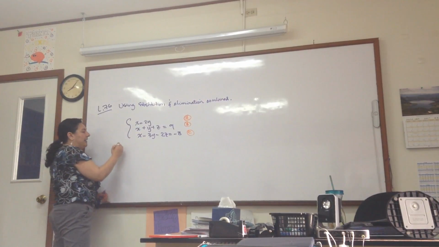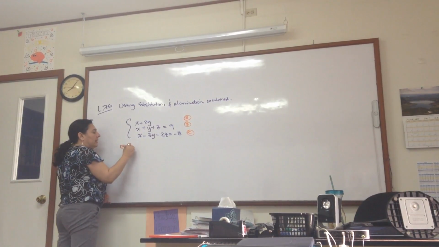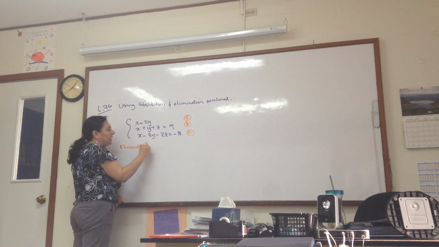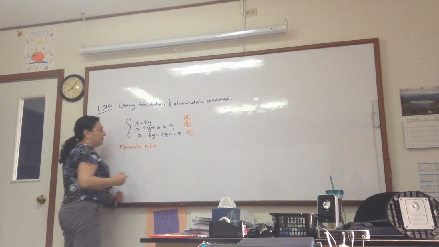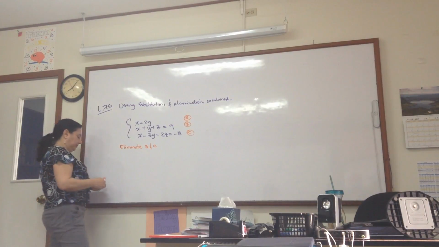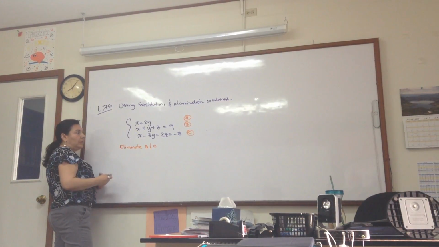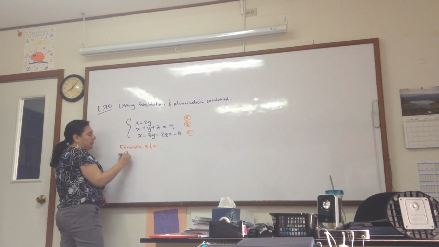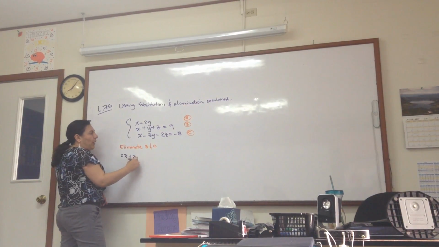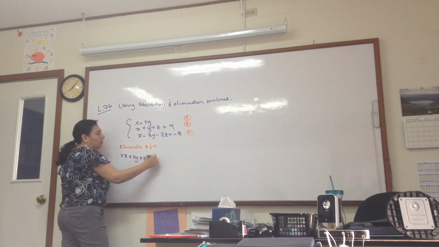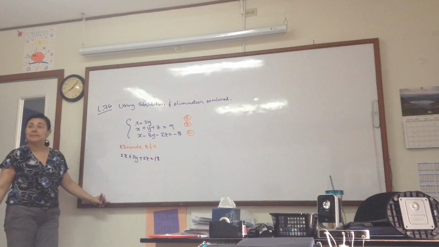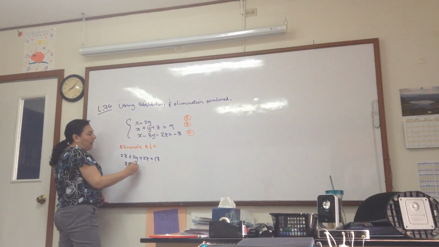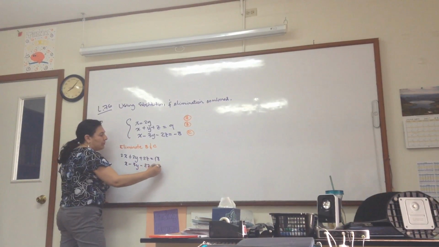I'm going to name it and I'm going to say eliminate, and I suggest you do the same. Eliminate B and C, okay? What does that mean? Miss, with substitution, it doesn't work. It does, you'll see. You'll do both. So we have 2x plus 2y plus 2z equals 18. Does everybody see what I did? I multiplied this one by 2. x minus 3y minus 2z equals minus 8.